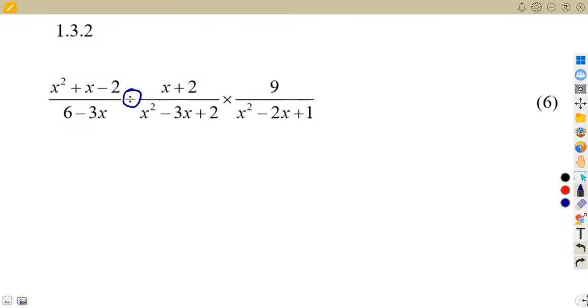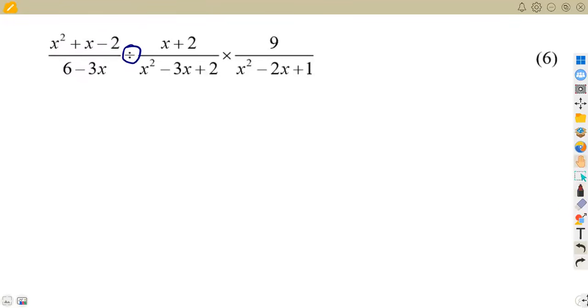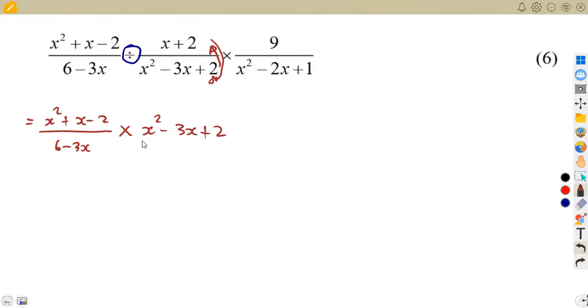So it's easier before you forget that. So introduce what? Introduce multiplication here. That means we're going to have x squared plus x minus 2 over 6 minus 3x. I'm not changing anything. I just want to introduce a multiplication here. The moment I introduce multiplication, what happens? I have to interchange this fraction. So we now have x squared minus 3x plus 2 on top over what? Over x plus 2.